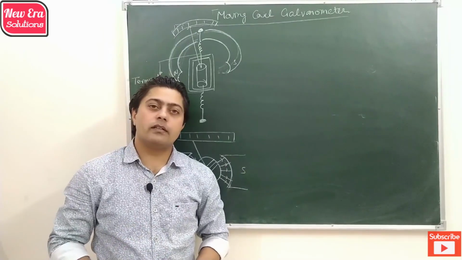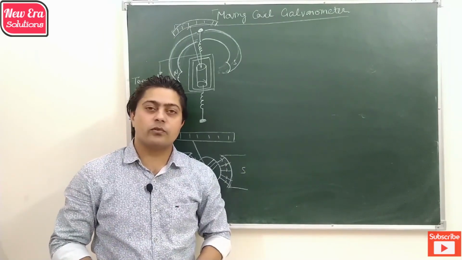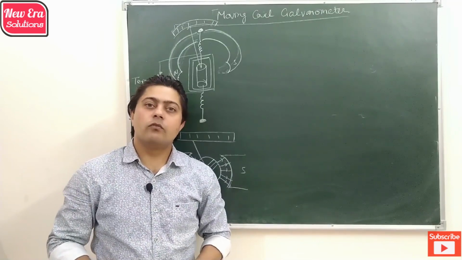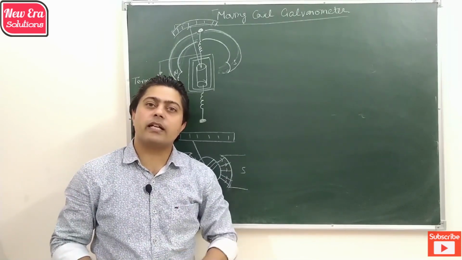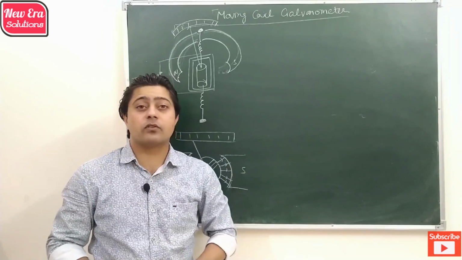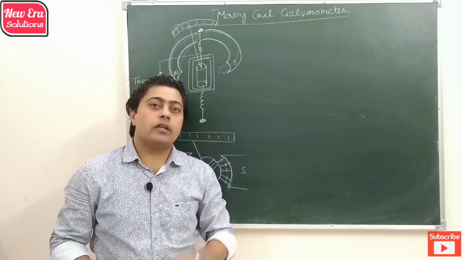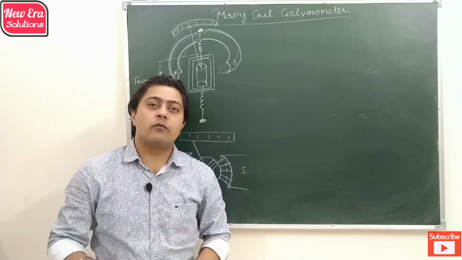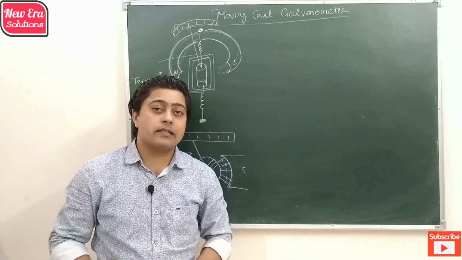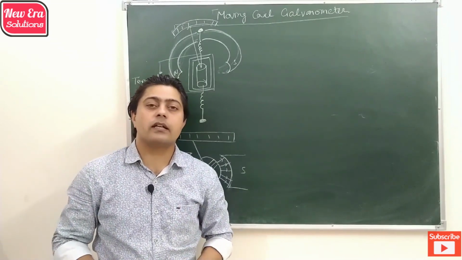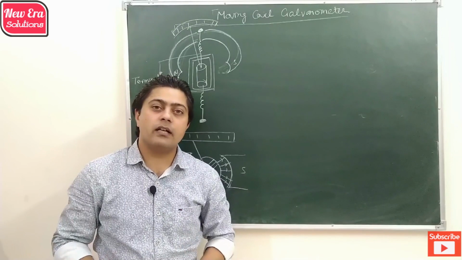Moving coil galvanometer is a device which is used to measure current. This device consists of a coil which moves due to the effect of a magnetic field. That's why it is called a moving coil galvanometer. It works on the principle that when a current carrying loop is placed in an external magnetic field, it experiences some torque and tries to rotate in the field.